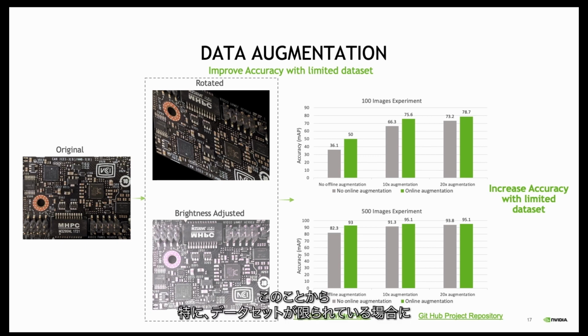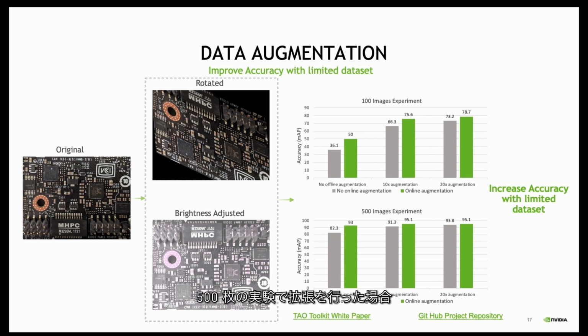This shows that augmentation is extremely beneficial, especially when you have a limited dataset. On a 500 image experiment, we were able to increase the accuracy by 13%, going from without augmentation to with augmentation. Significant increase nonetheless. We have published this experiment in our white paper with code to replicate this in our GitHub repo.